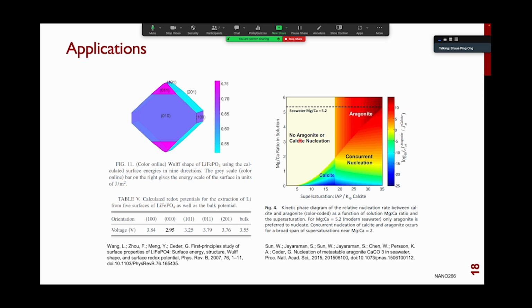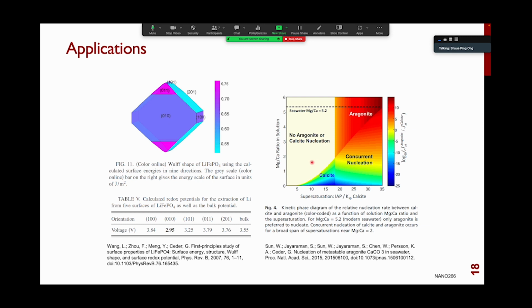You can also do surface calculations to calculate things like the intercalation potential for atoms in lithium-ion batteries. This was work done by Lei Wang back in 2007, where he looked at the different crystal surfaces of lithium iron phosphate and calculated the voltage for extraction of lithium from each of these surfaces, right? And this can tell you which of these surfaces would be the one where you start to extract lithium out of that lithium iron phosphate crystal, okay?